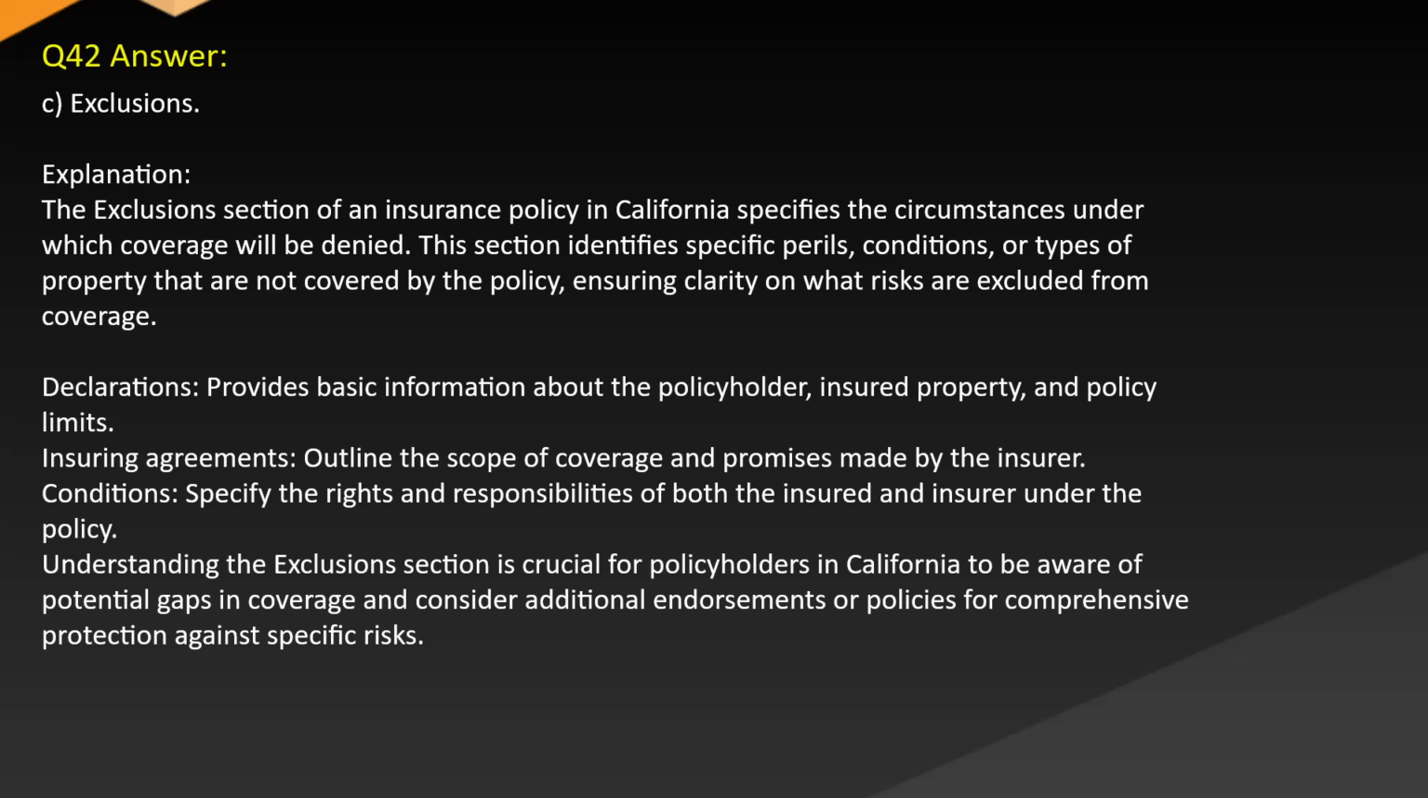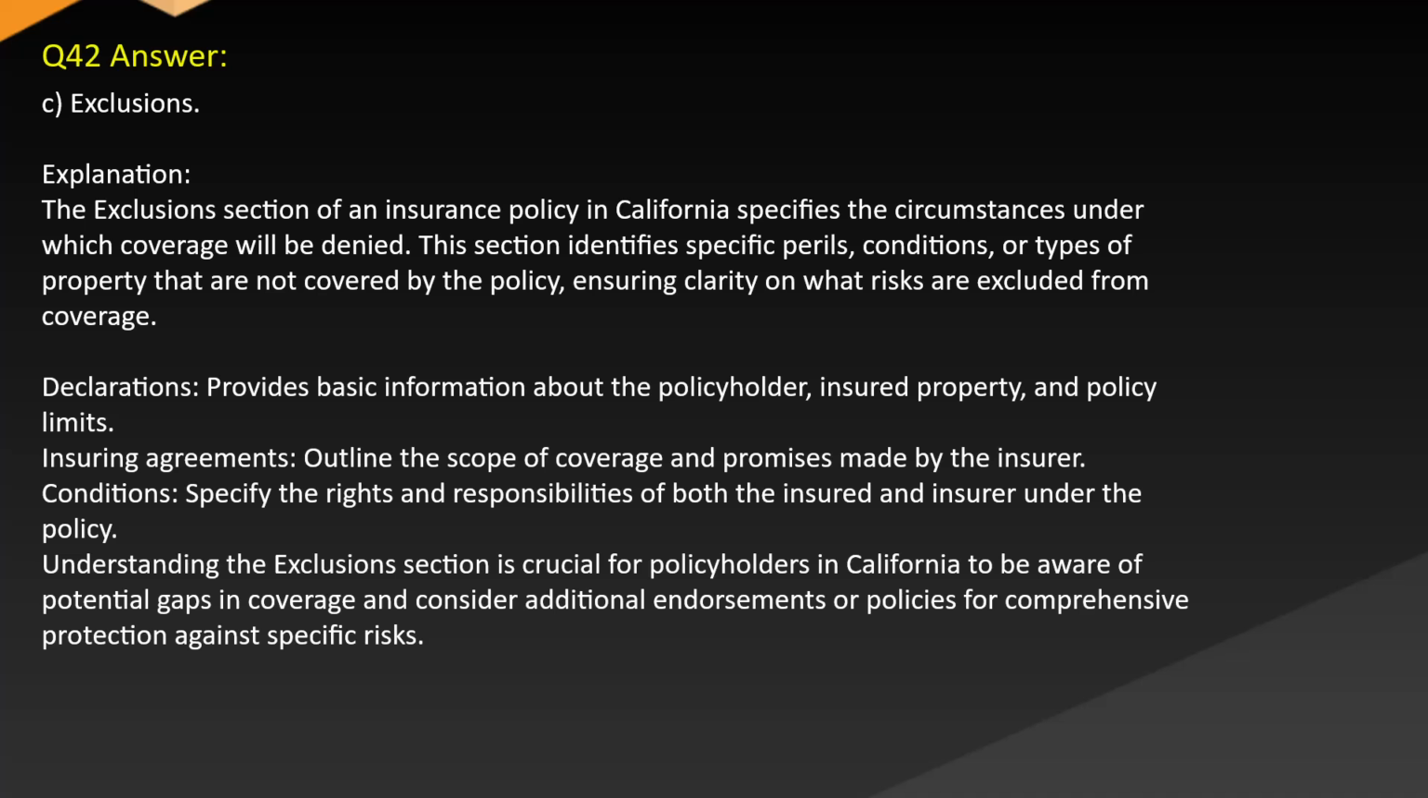Answer: C. Exclusions. Explanation: the exclusions section of an insurance policy in California specifies the circumstances under which coverage will be denied. This section identifies specific perils, conditions, or types of property that are not covered by the policy, ensuring clarity on what risks are excluded from coverage.